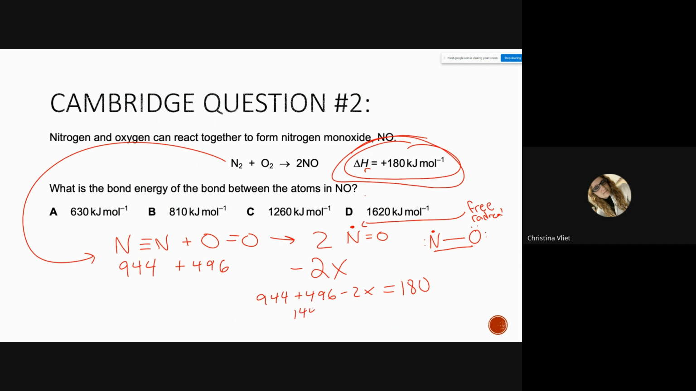I get 1440 minus 2x equals 180. Subtract 1440 from both sides. I get negative 2x equals 180 minus 1440, which is negative 1260. I divide by negative 2 on both sides, and I get 630. Oh, okay. If you're asked for a bond energy value, it has to be positive. So if they give you any options that are negative, you would immediately take them out. Of course, in this question, they weren't so nice and didn't give you any negative choices. But bond energies have to be positive.